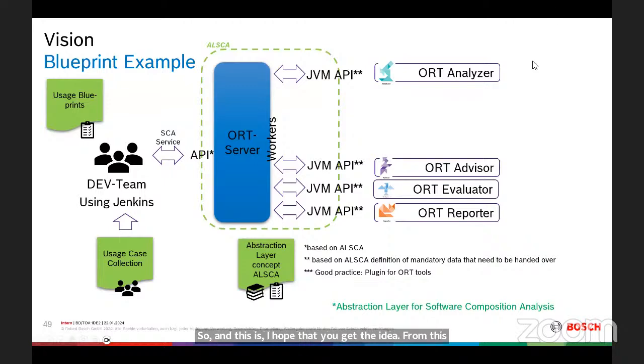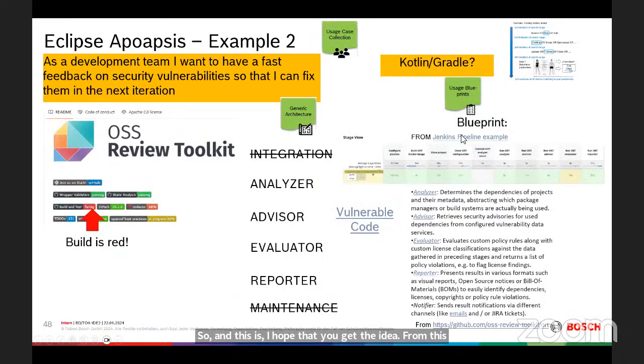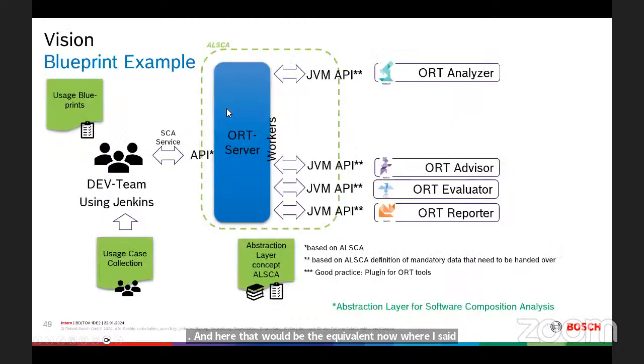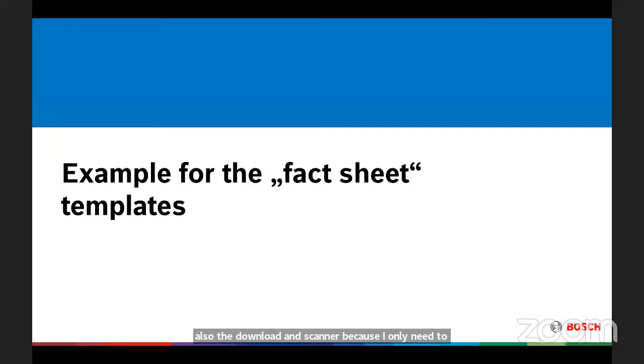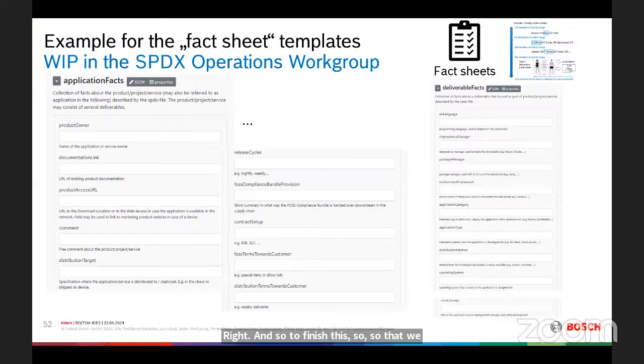And here that would be the equivalent where I said, okay, in this setup where I only want to have the security vulnerabilities, I can skip, for example, the downloader and scanner, because I only need the analyzer, advisor, evaluator, and reporter to do this, right? And so to finish this, so that we have perhaps at least a minute to have questions.